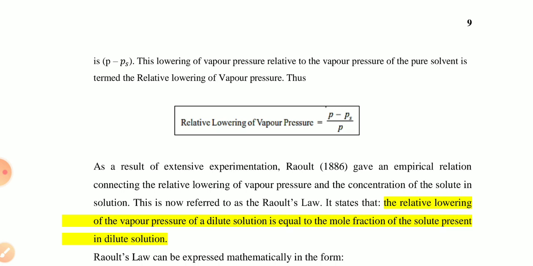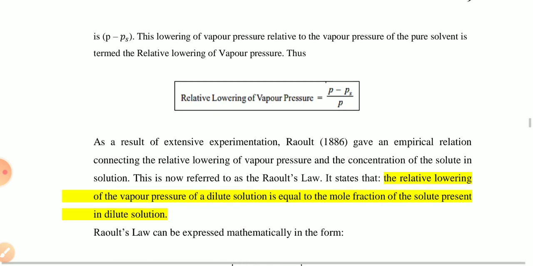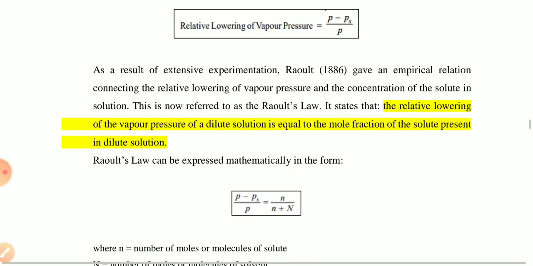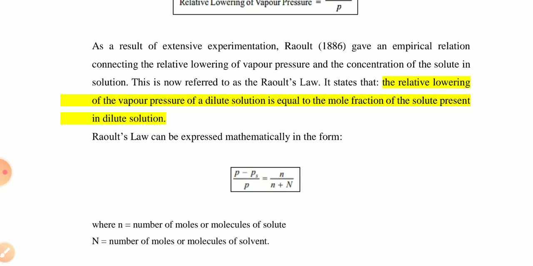Raoult also gave a relationship between the lowering of vapor pressure and the concentration of the solute in a solution, and this is referred to as Raoult's law. According to him, the relative lowering of vapor pressure of a dilute solution is equal to the mole fraction of the solute present in the dilute solution.